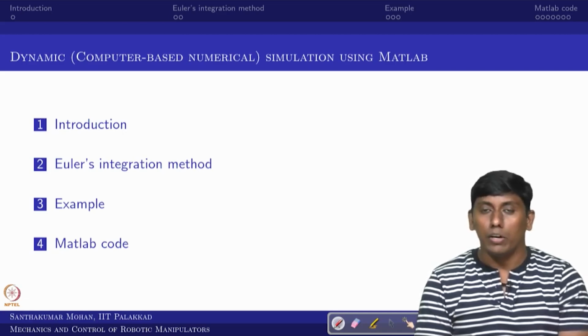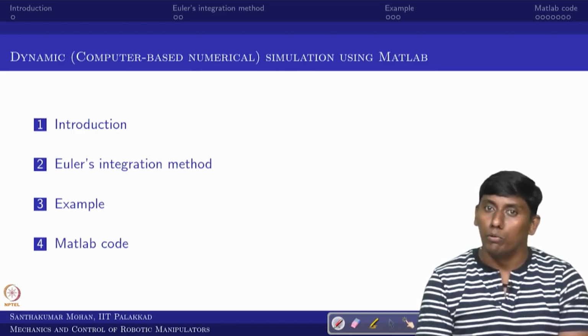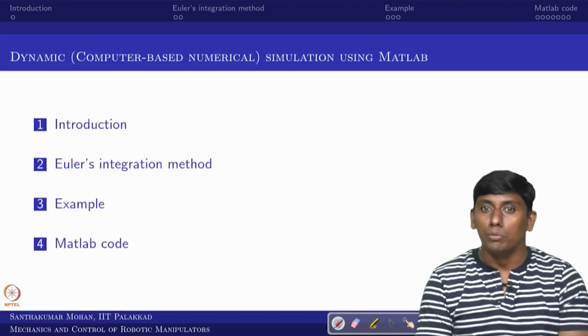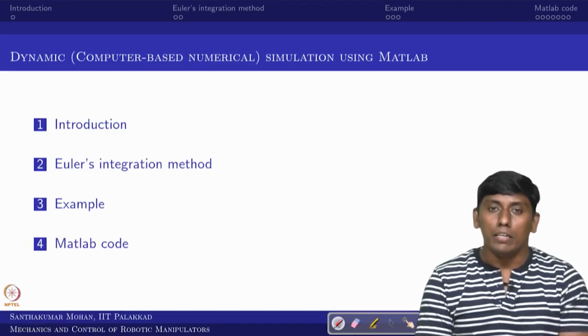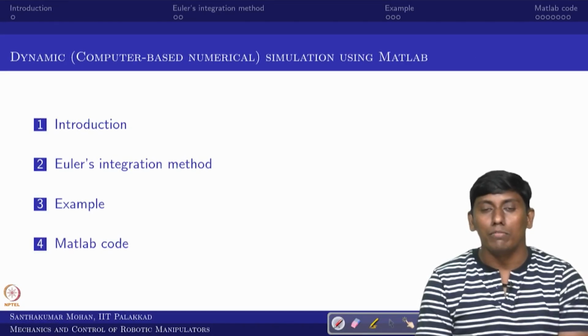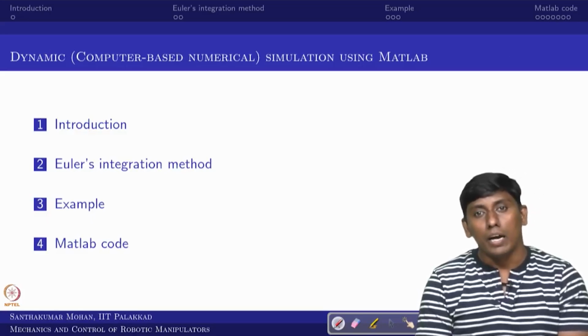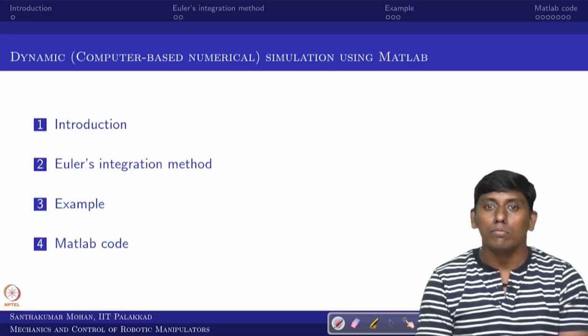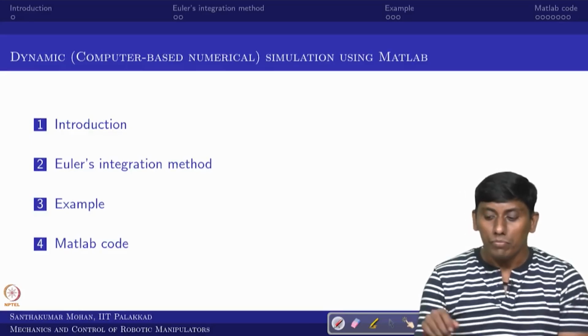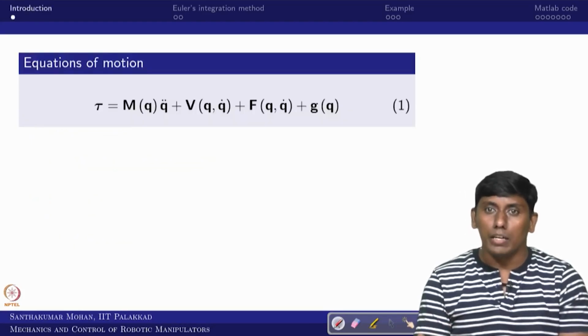If you feel it is necessary, we can even use second order or fourth order numerical integration methods. But here we are going to use the simple first order, which is what we call the Euler integration method. Then we will take one simple example and see how that example can be ported in Matlab, and based on that how we can do the dynamic simulation along with motion animation. So this is all we are trying to cover.